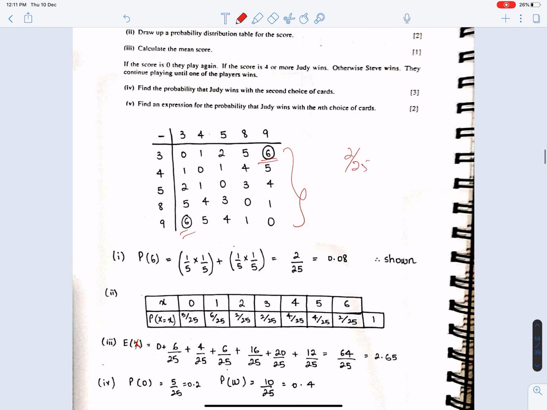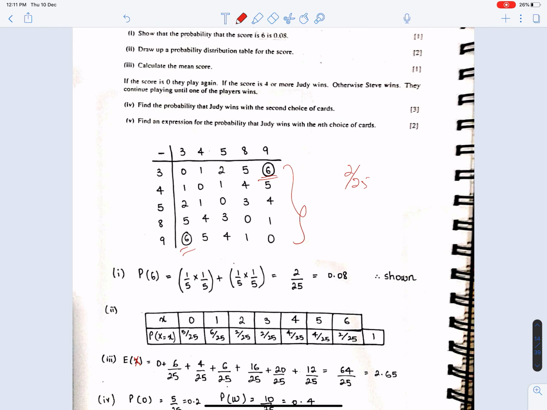The next part is very important. If the score is 0, they play again. That means the match will be drawn. If the score is 4 or more, then Judy wins. Otherwise, Steve wins. To win, the score must be 4 or more. They continue playing until one of the players wins. Find the probability that Judy wins with the second choice of card.